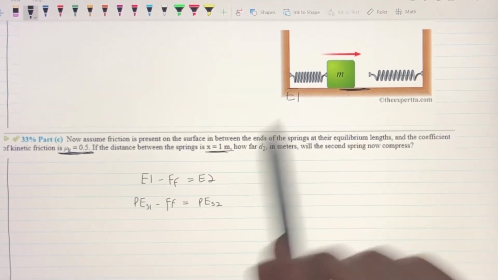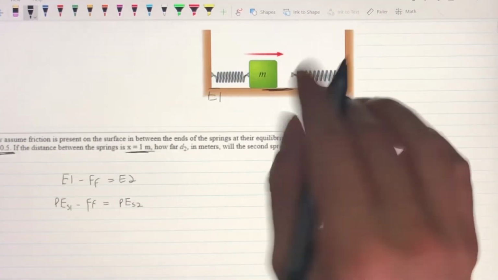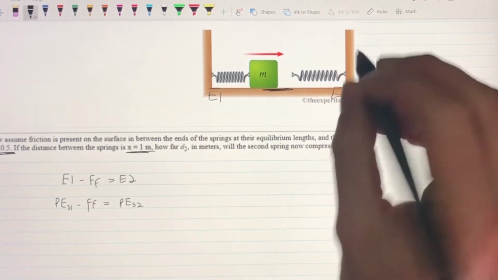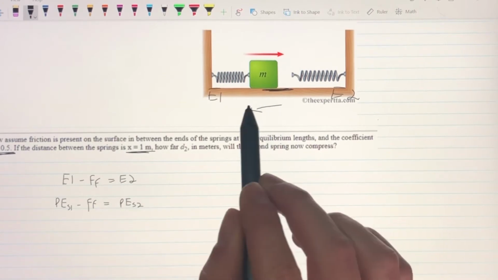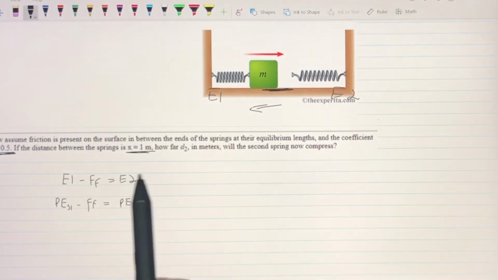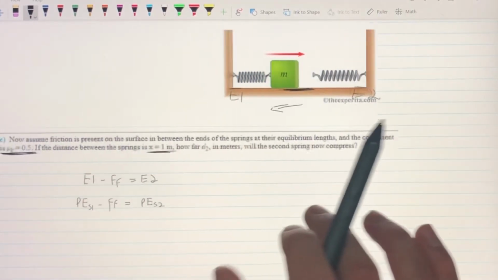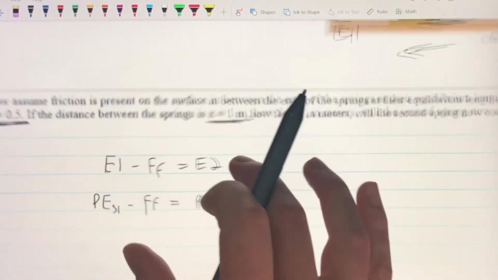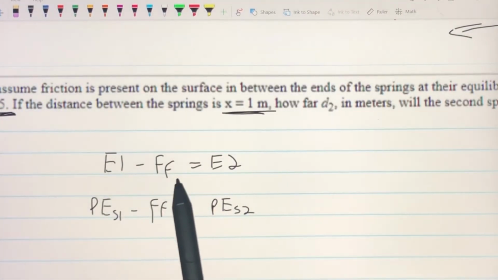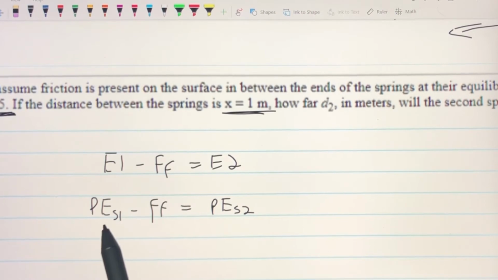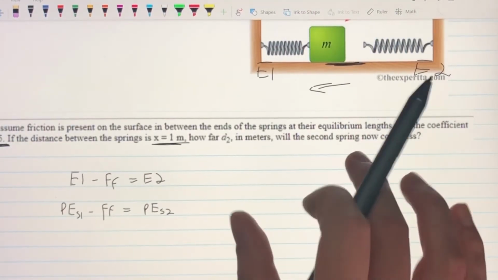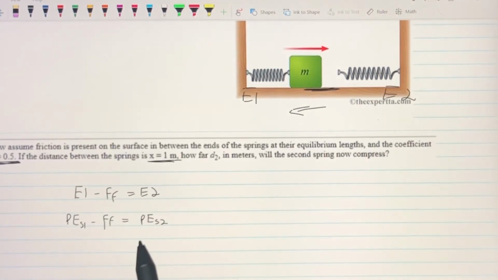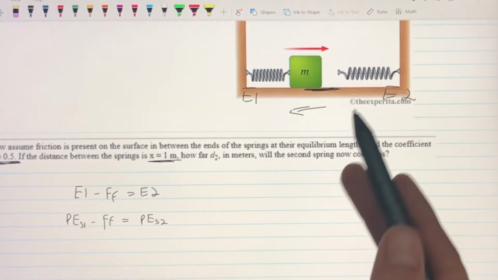In between the E1, and we'll call this E2, the force of friction is moving this way, so against the direction of the block, so that's why I'm subtracting force of friction from the potential energy of the first spring, and then that will equal the potential energy when it reaches the second spring.